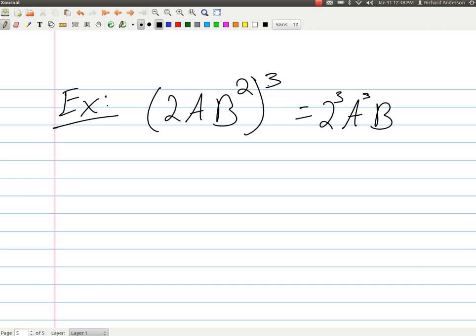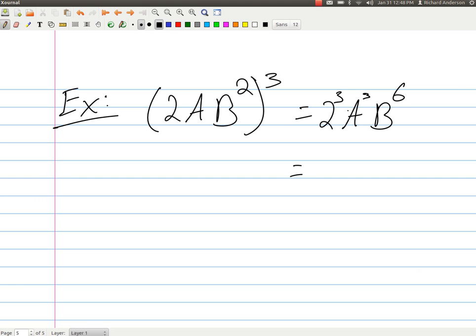With the b squared, though, what happens now is that if we look back on that power rule, you're actually supposed to multiply these two exponents. So the 2 times the 3 would give me b to the 6th power, like that. Okay. Now a to the third and b to the 6th, they're simplified. Not so much 2 to the third power, however.